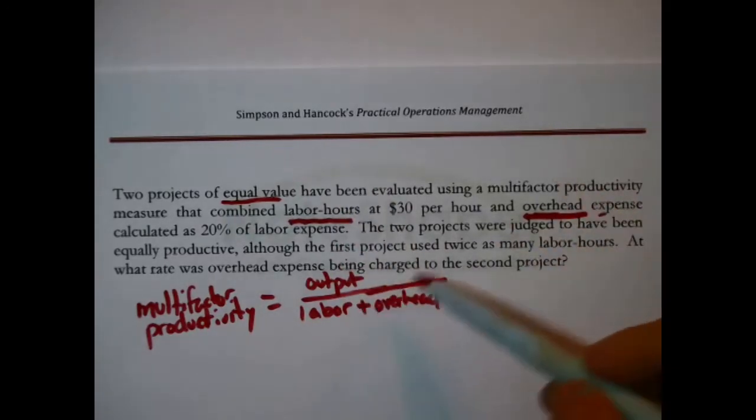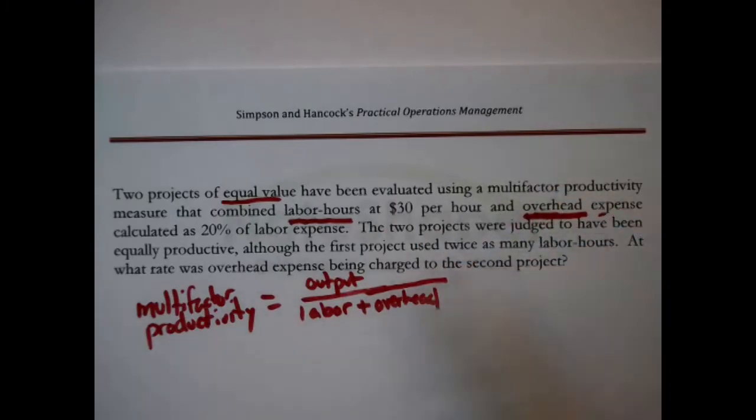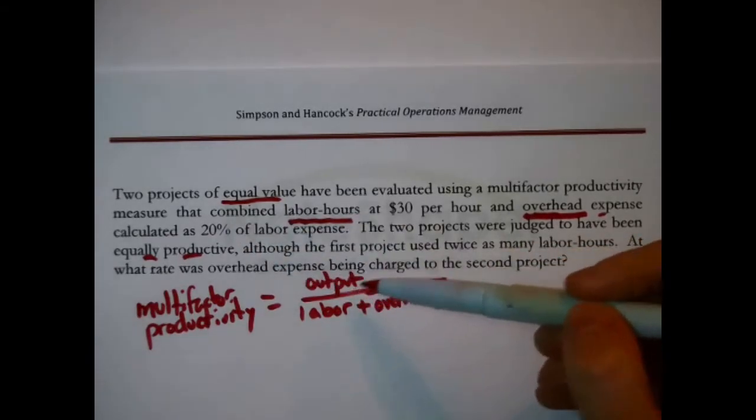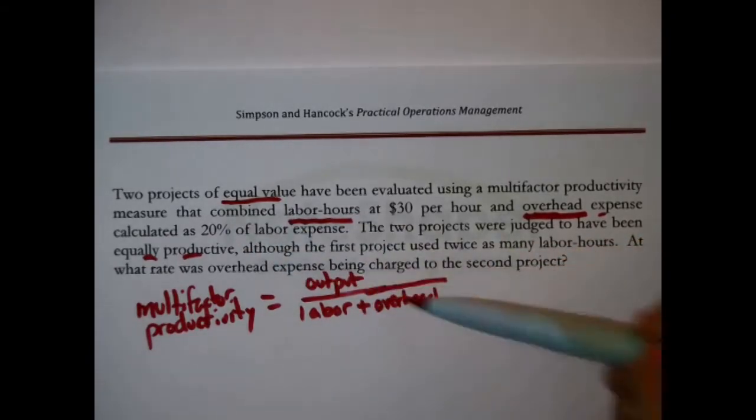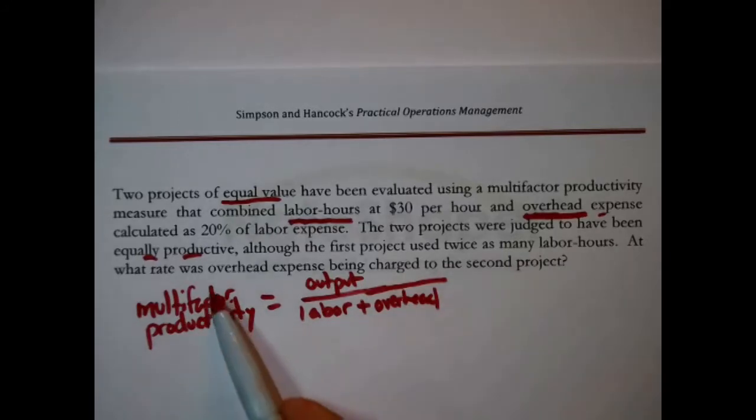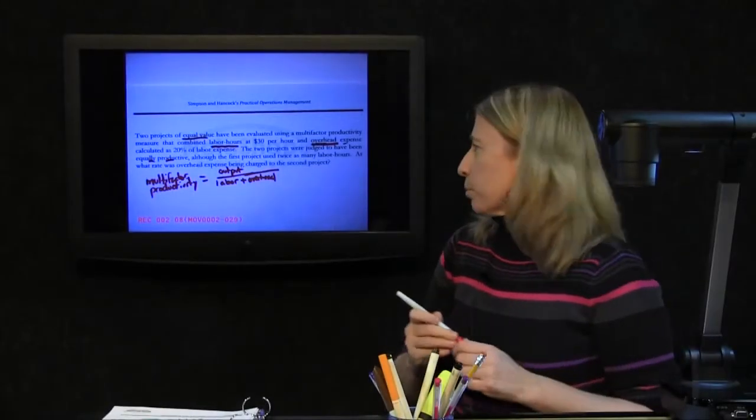Now the two projects were judged to have been equally productive. So that's interesting. When you calculate that ratio for each of these projects, the overall result comes out exactly the same. Although the first project used twice as many labor hours, at what rate was overhead expense being charged to the second project?